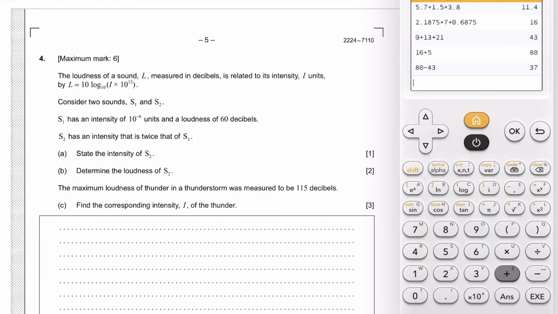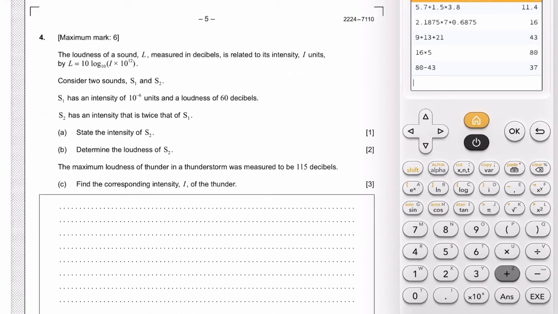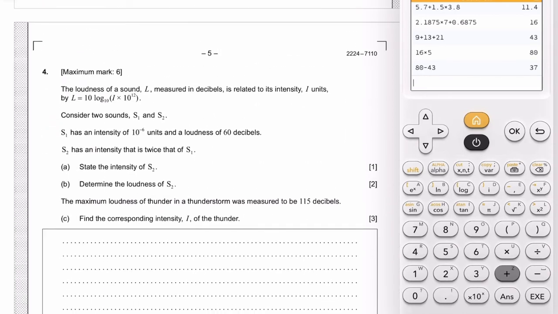Okay, 4 and 5 is getting slightly harder. We're given the formula for decibel. I think this is the actual correct formula, but you don't need to know that. So L here is the loudness, and I here is the intensity. Then we have 2 sounds. S1, sound 1, has this as intensity, so this is I, and this as the loudness, so this is L.